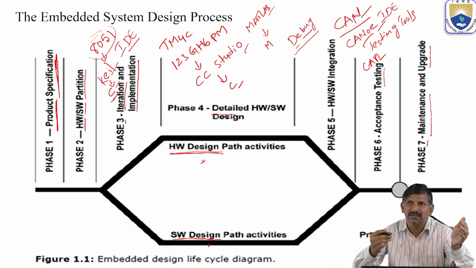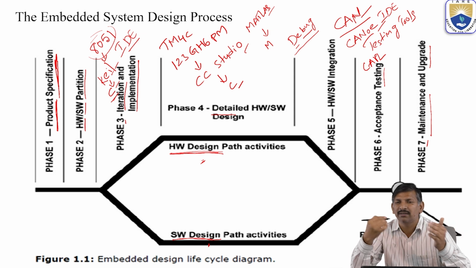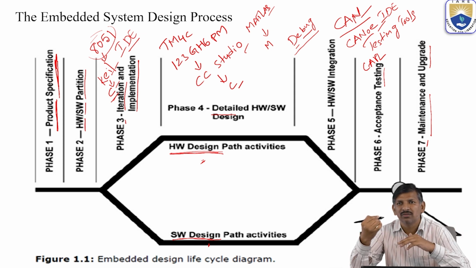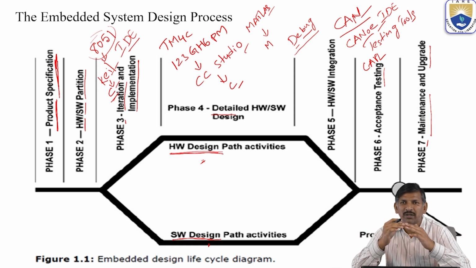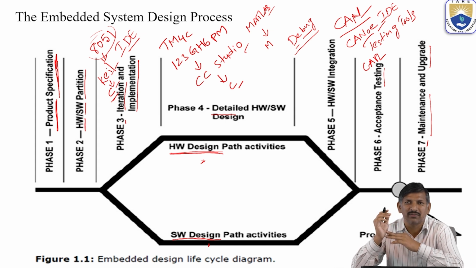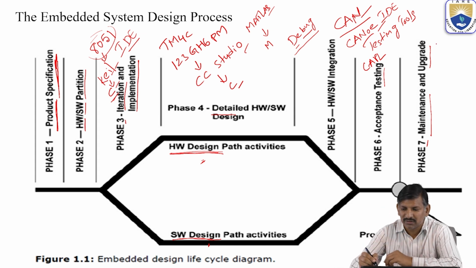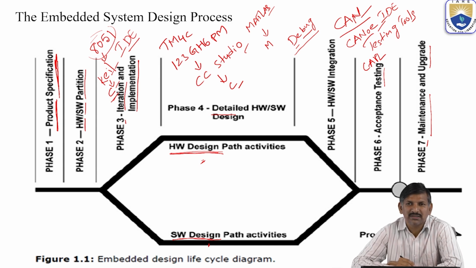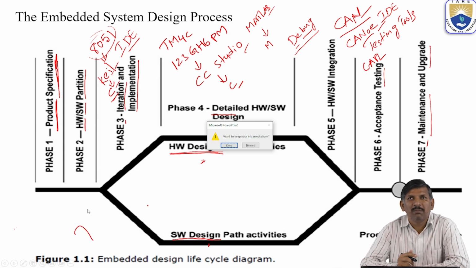Instead of designing each and every parameter again and again, only update the product in the particular parameter. That is upgrade. So these are the several stages involved while designing an embedded system. Embedded system design involves 7 stages.